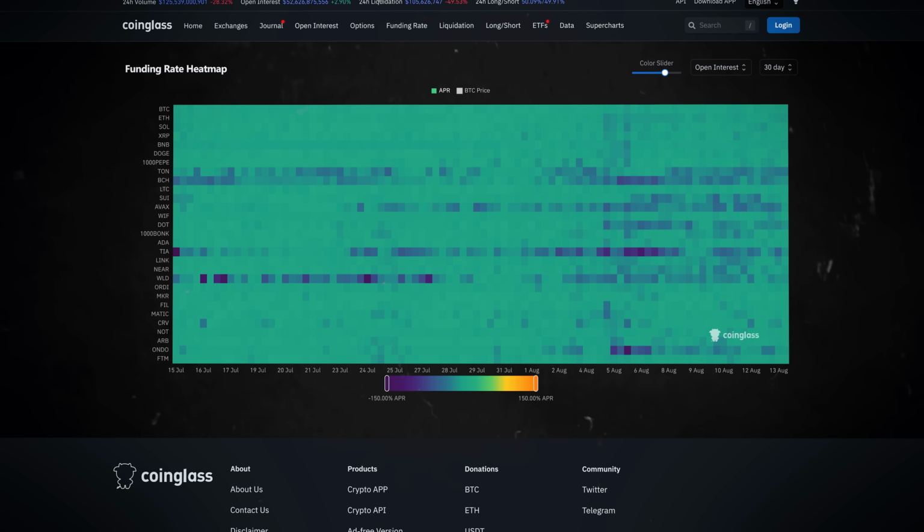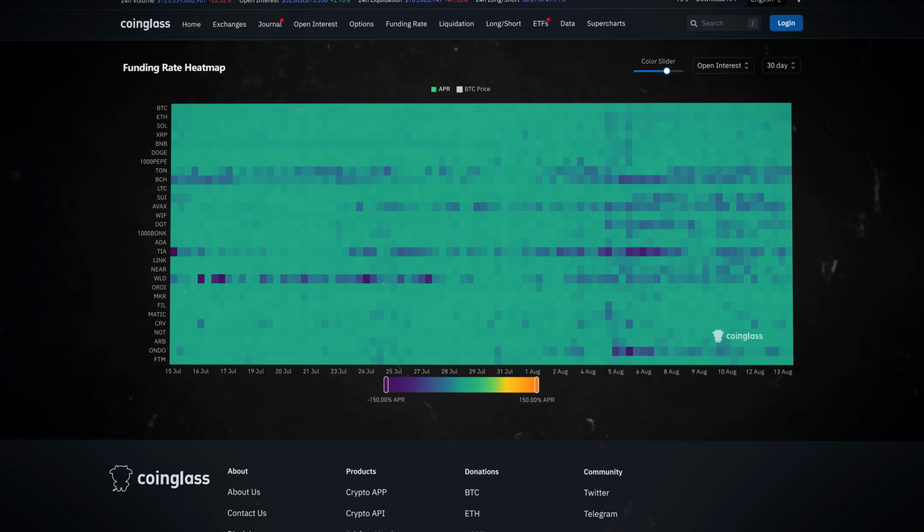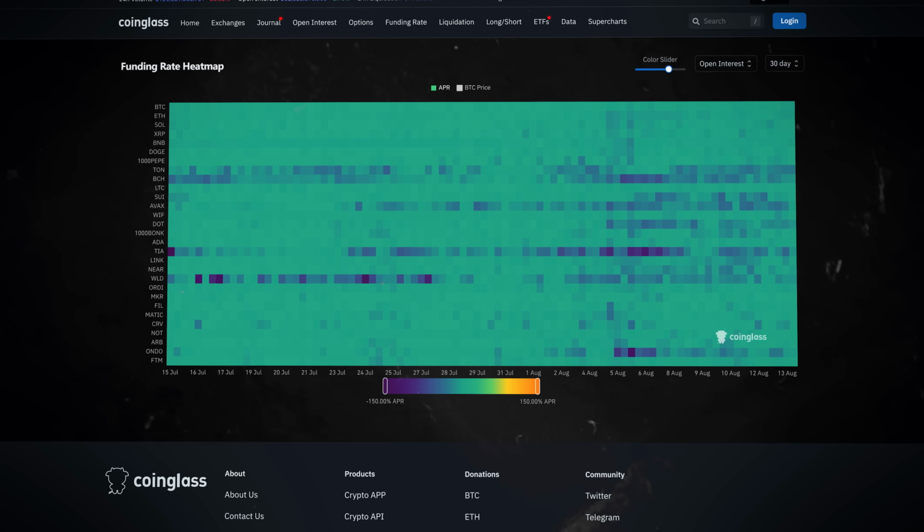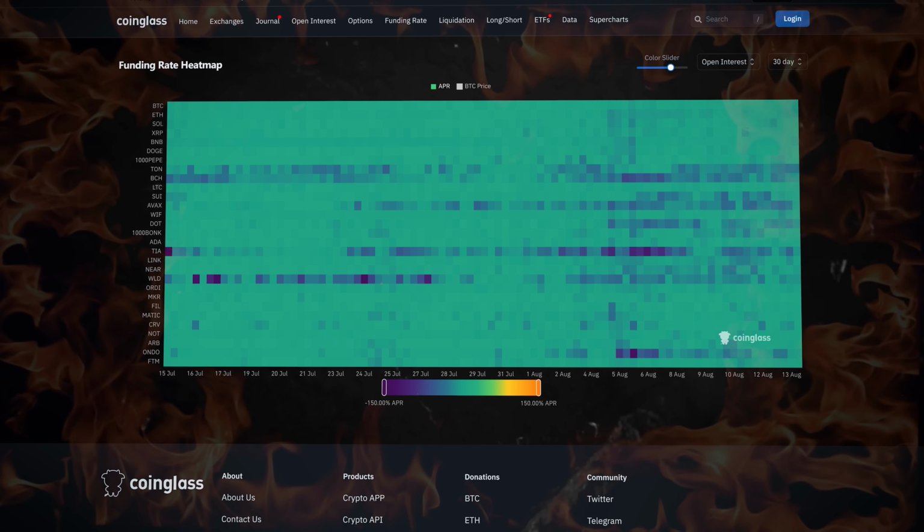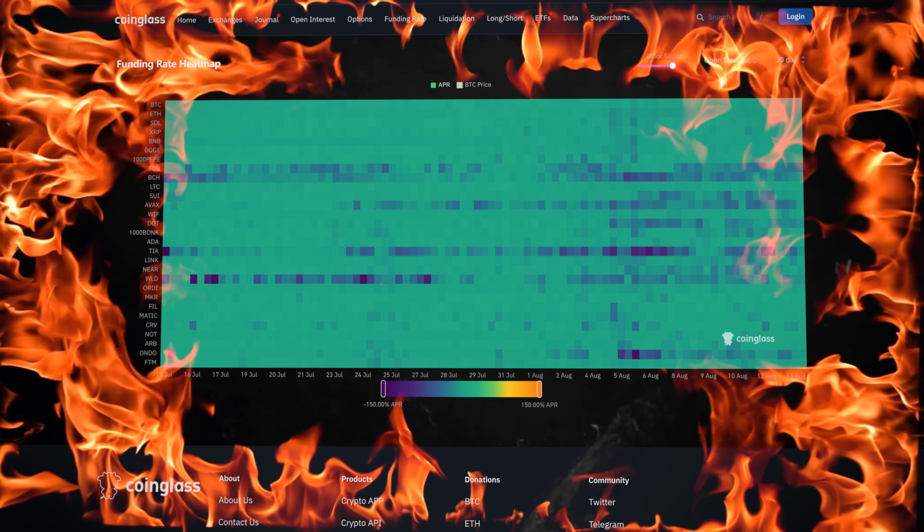Something that you may want to look at to get a sense of where the market is relative to historical norms is the funding rate heat map. This data is also freely available over here on CoinGlass, and right now markets are pretty neutral. But back in March, things were red hot.